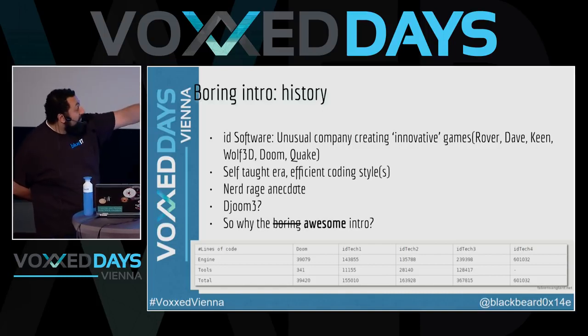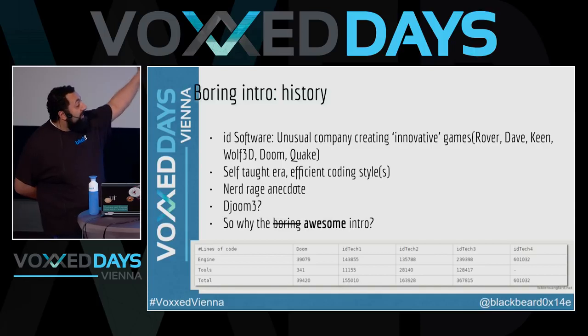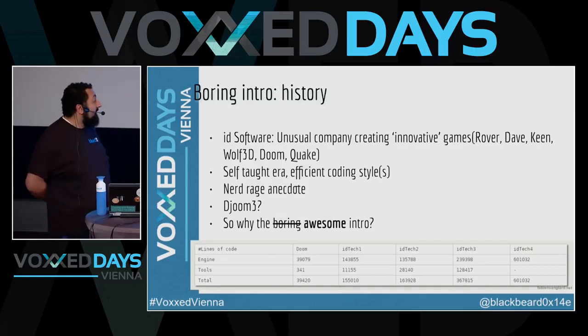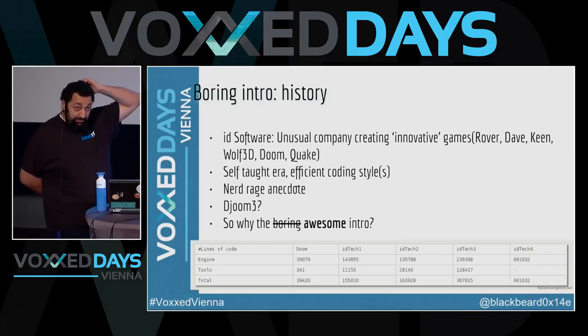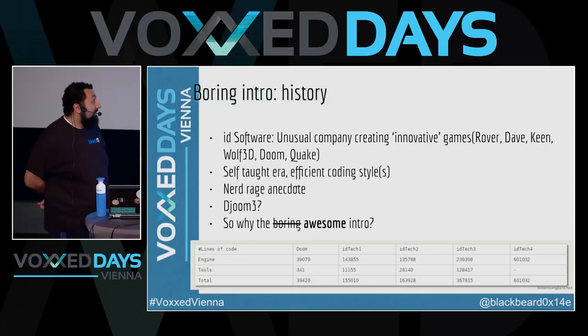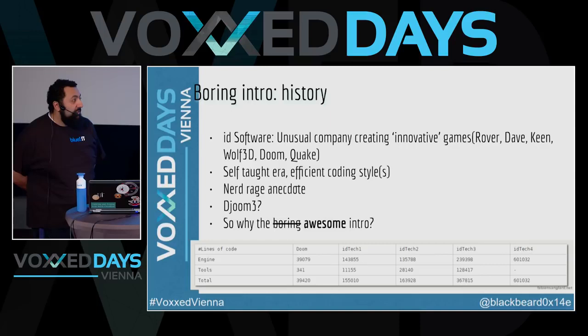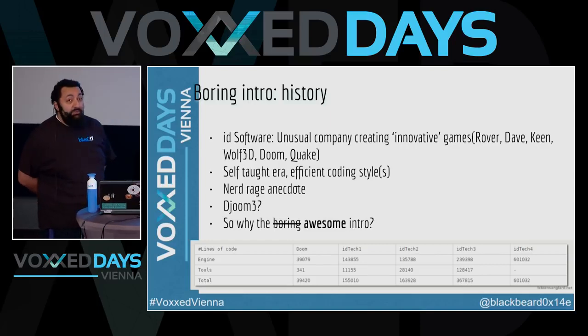If you look at the table below, that's kind of the evolution of their game engines over time. So this is the first Doom, 40,000 lines of code. id 4, that is Doom 3, 600,000 lines of code. So that's amazing. I had never worked on 600,000 lines of code in a single project before.